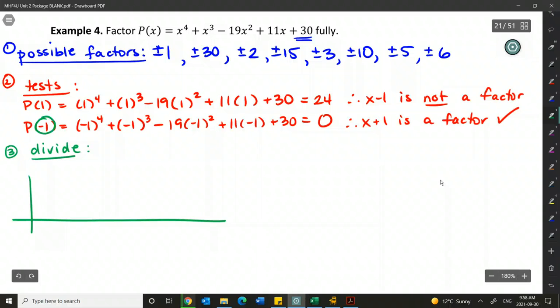I am using this value in my synthetic division because the binomial is x plus 1. So just be mindful about that. That's a common mistake there. People will put positive 1. And then 1, 1, negative 19, 11, 30. Okay, we will add and multiply.